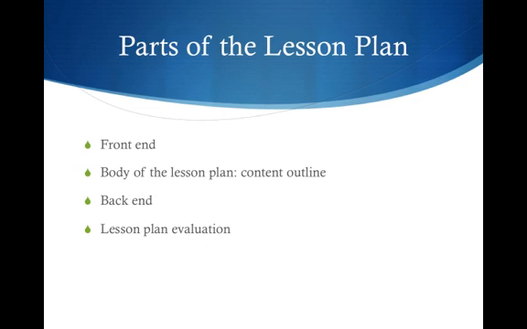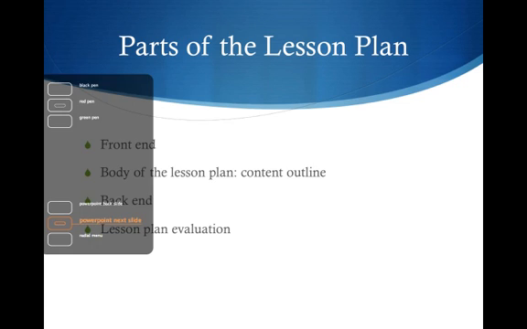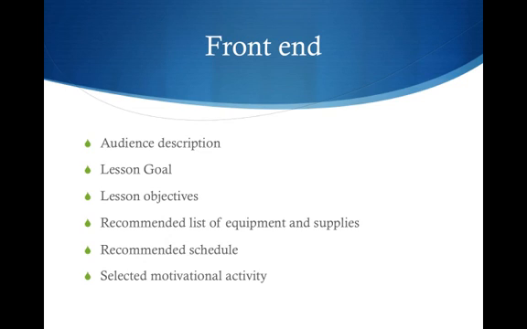Parts of a lesson plan. There are 4 parts. There's the front end, the body, or the content outline, the back end, and then lesson plan evaluation, which is always important to be sure that your lesson plans are effective. So the front end includes the audience description, lesson goals, lesson objectives, a recommended list of equipment and supplies, a recommended schedule, and a selected motivational activity. Now we're going to talk about each one of these.